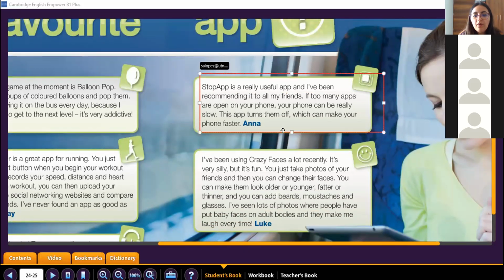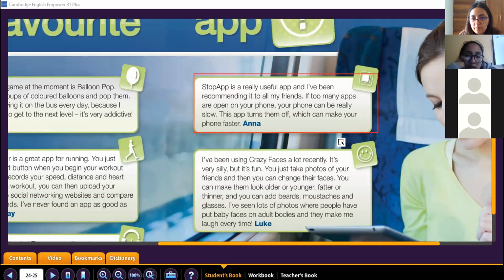Okay, teacher. Okay, Cindy, help me. Stop App is a really useful app and I've been recommending it to all my friends. If too many apps are open, your phone can be really slow. This app turns them off, which can make your phone faster.